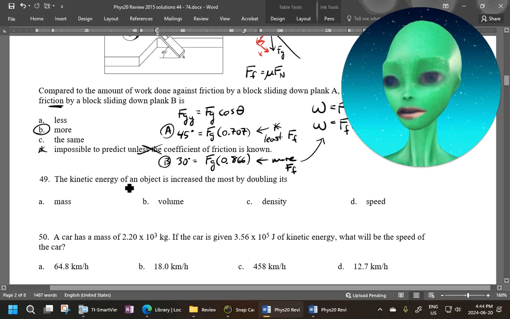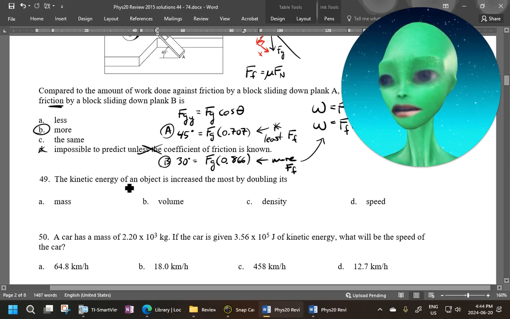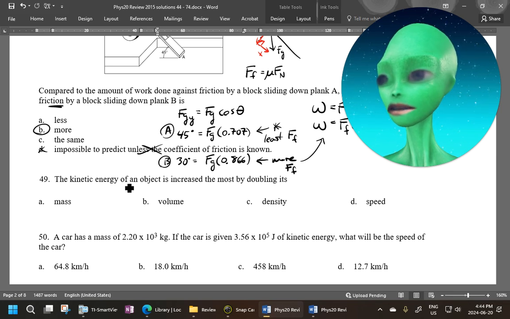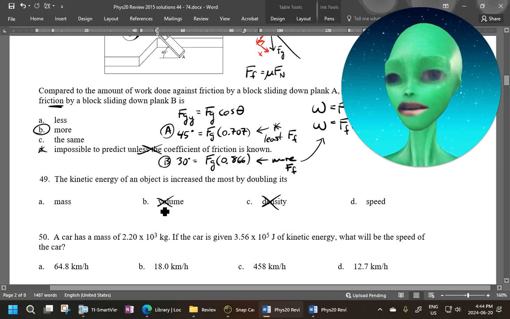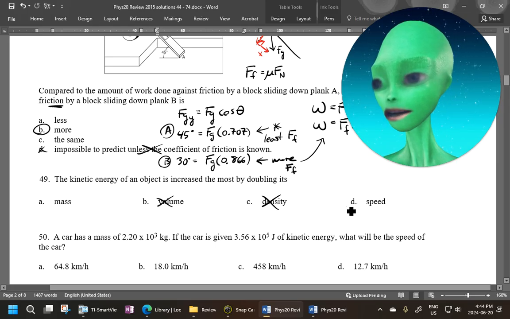These are hard questions. Kinetic energy, oh, this is a good question. I like this one. What happens to the kinetic energy of an object is increased the most by doubling its what? Its density. What's that garbage? Let's get rid of that. Its volume. Jeez.